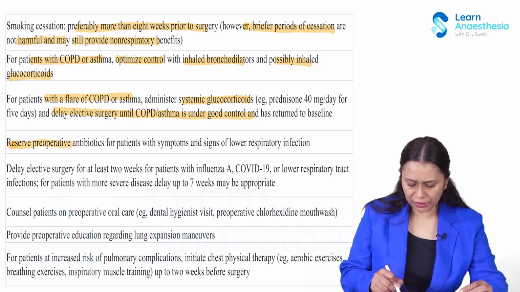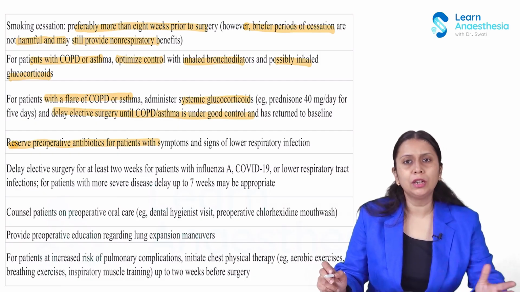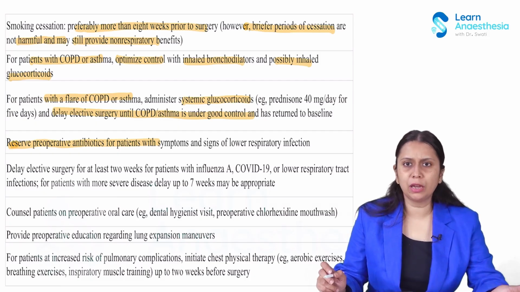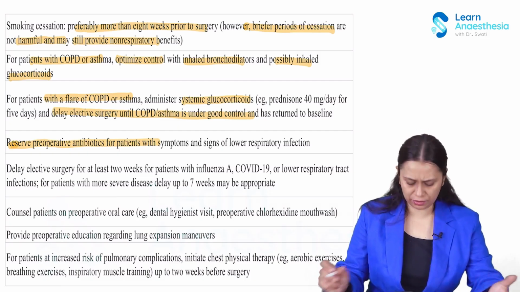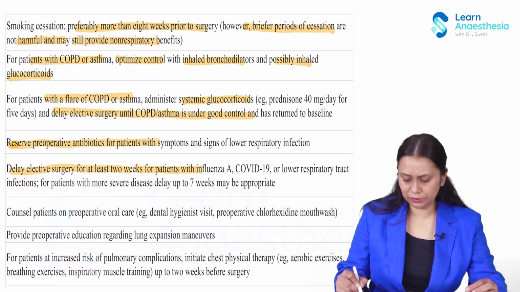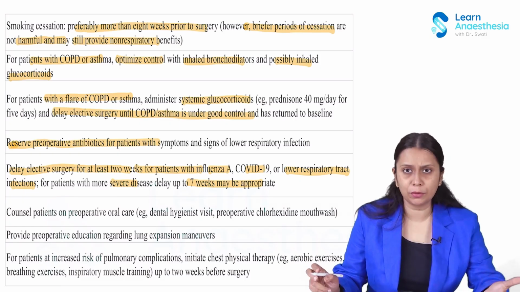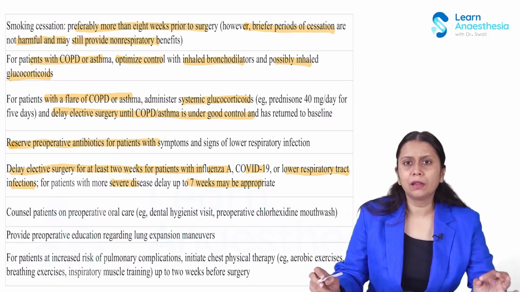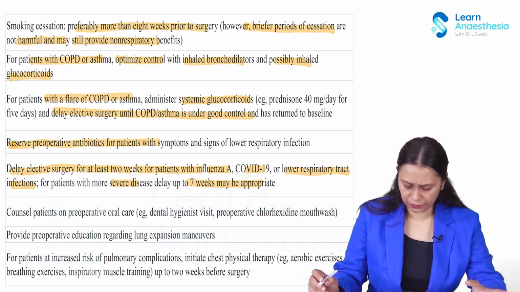Reserve preoperative antibiotics for patients with signs and symptoms of lower respiratory tract infection. It should not be used in all patients with upper respiratory tract infection. The pre-op antibiotic should not be started. Delay the elective surgery for at least 2 weeks for patients with COVID virus, influenza virus or lower respiratory tract infection. For patients with more severe disease, delay up to 7 weeks, if appropriate. So at least 2 weeks post infection, and in case of severe disease, at least 7 weeks.